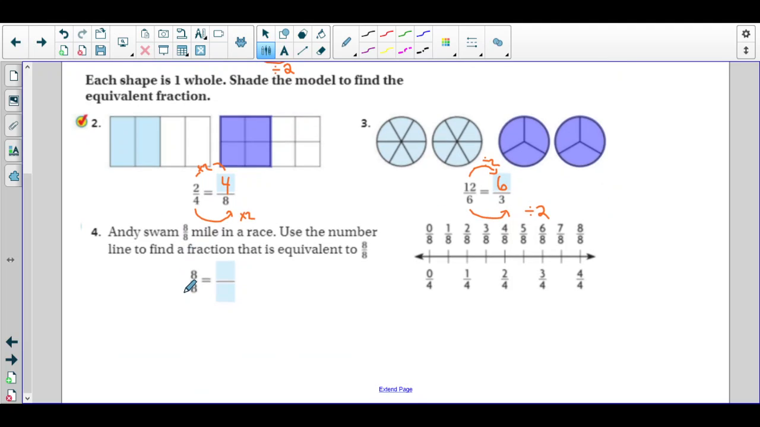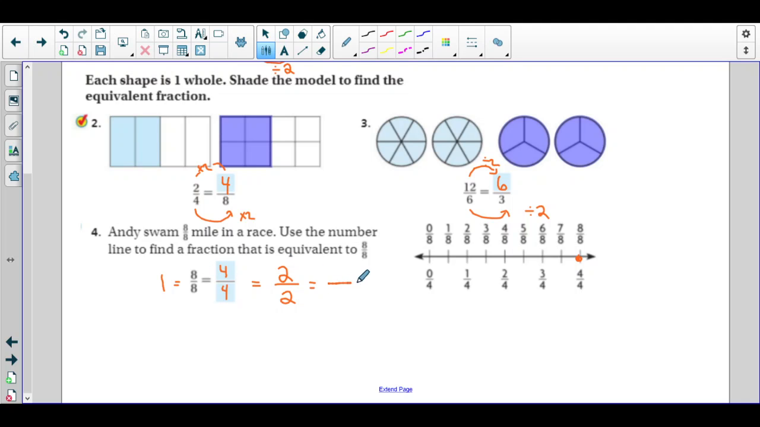Andy swam 8/8 miles in a race. Use the number line to find a fraction that is equivalent to 8 over 8. Well, here's what we need to know. 8 over 8 is equal to 1. All right, any number over itself is equal to 1. So here's 8/8, okay? And that's going to be 4/4. But really, it could be any number. I mean, how was the race divided up? Maybe the race is divided up into halves. Okay, the first half and the second half. Well, if he finished the whole race, it would be 2 over 2.